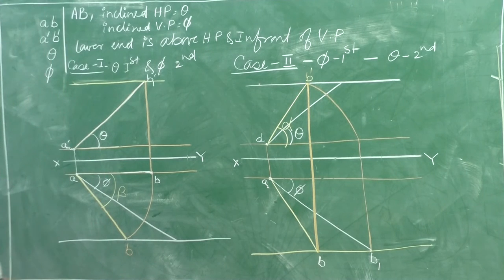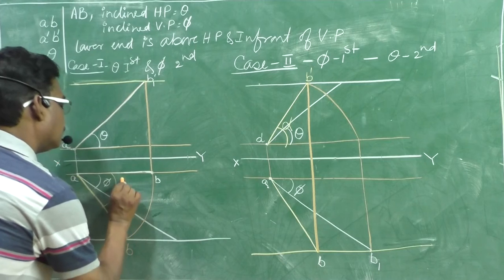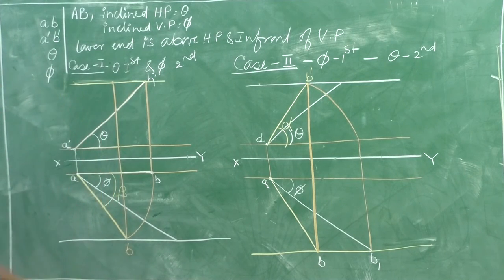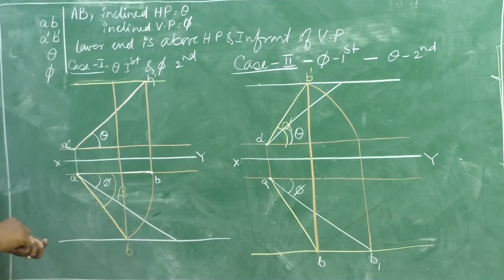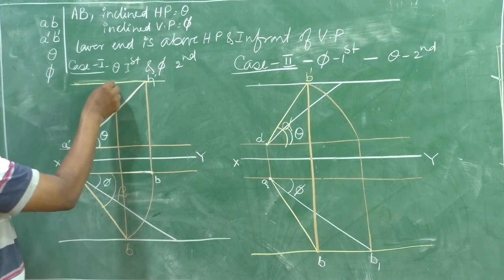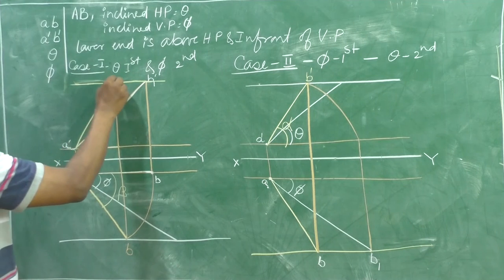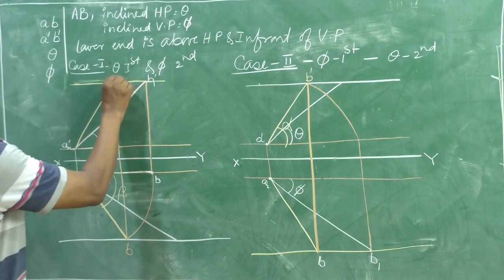Here also, this is the top view, and if you project it upwards like this, it must be B dash, because here also it is the same point. Then this is B dash, right?